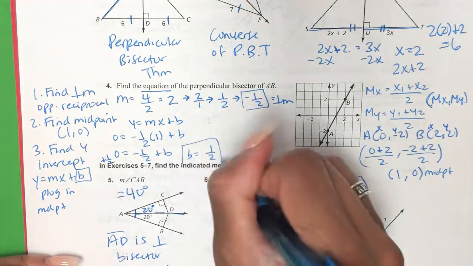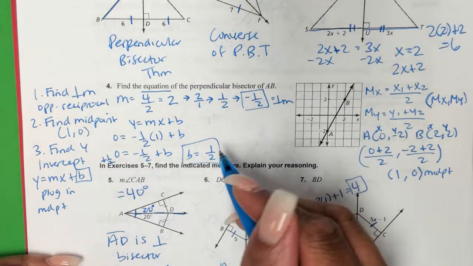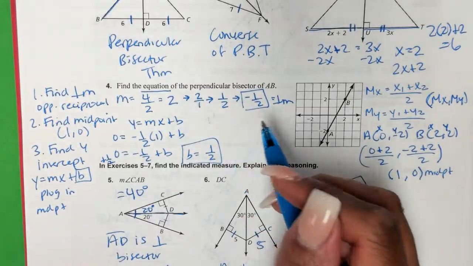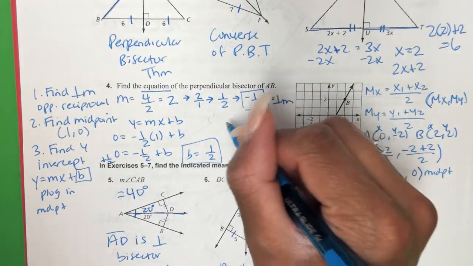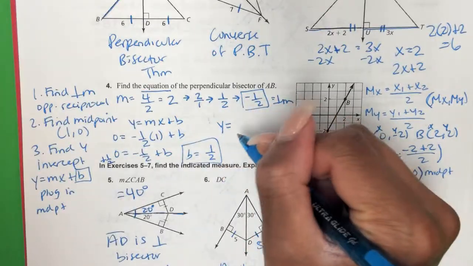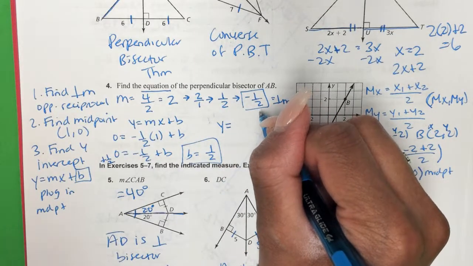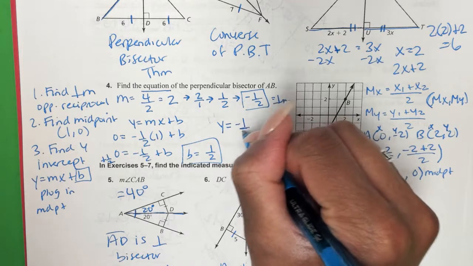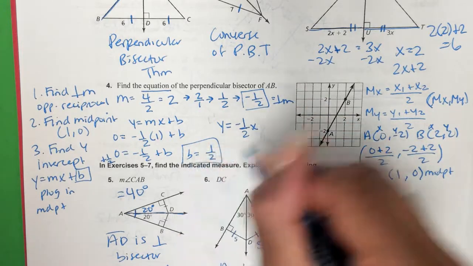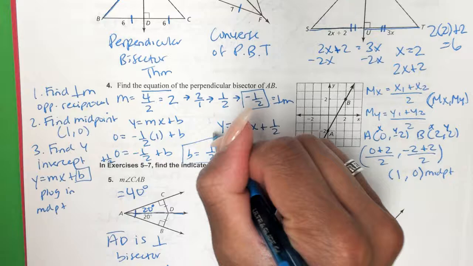So I now have my y-intercept. So now I just have to plug them in together. So my new equation is y equals my perpendicular slope, negative 1/2 x, and b, which is a positive 1/2.